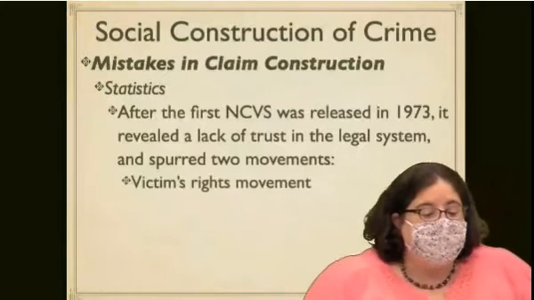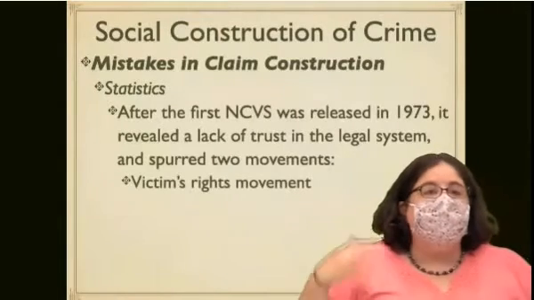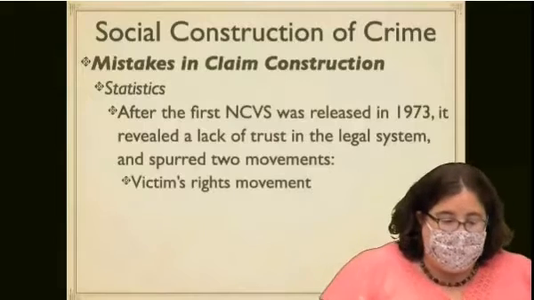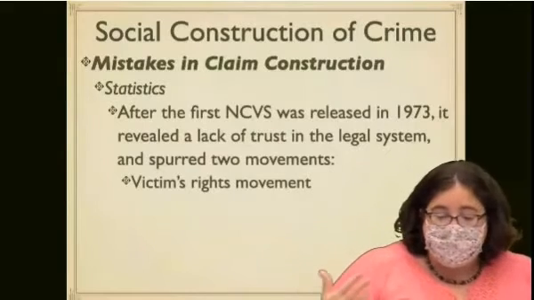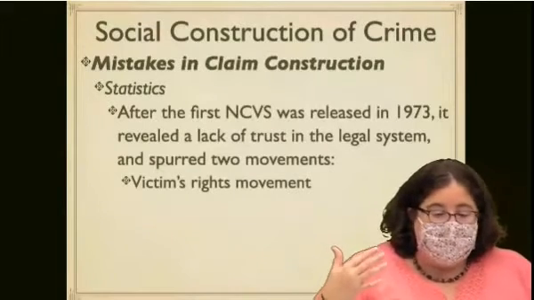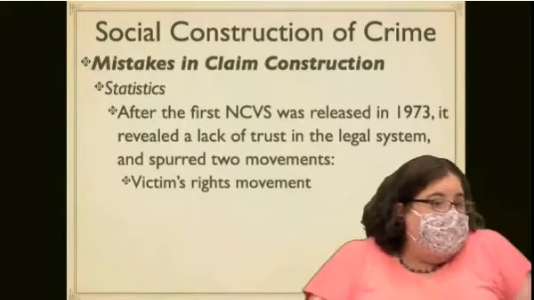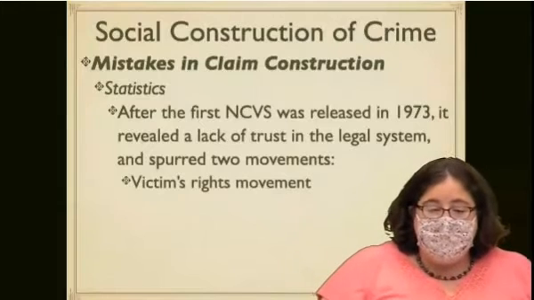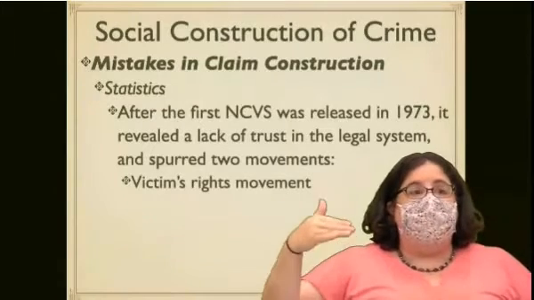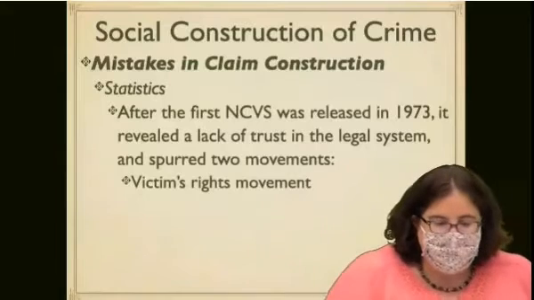The first was the victims' rights movement, which used the statistics in the NCVS to point out that victims had low levels of trust, and that resulted in lower levels of crime reporting and crime solving. Right? If people aren't reporting crimes, you can't solve or even possibly prevent crime.